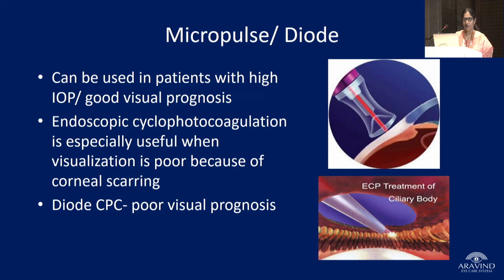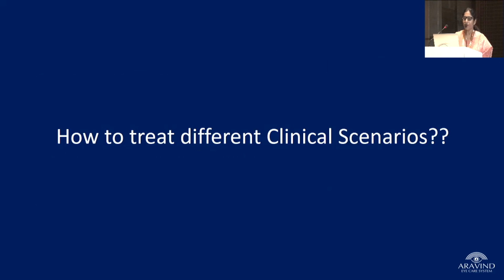The other newer kid on the block is micropulse. This micropulse is very good, especially in patients with good vision. So you have an option of reducing the intraocular pressure without causing much collateral damage, and the chances of phthisis or hypotonia are very less with micropulse laser. So I prefer to use a micropulse when there is a very high intraocular pressure and surgery is not needed immediately. So how to treat different clinical scenarios?